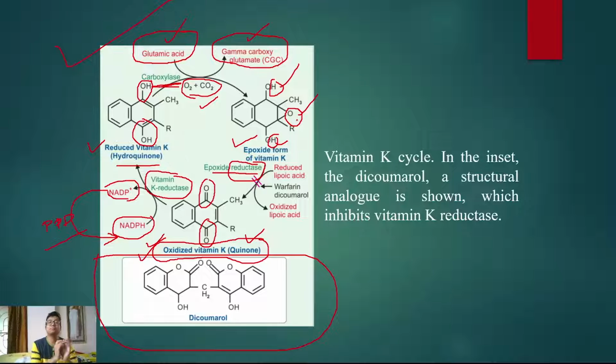Believe me, you don't need to go into all those details, just simply remember: epoxide form to oxidized form, reductase; oxidized form to reduced form, vitamin K reductase; and reduced form to epoxide form, carboxylase. Now, one thing you need to remember: for this reaction, that is epoxide reductase, the cofactor is reduced lipoic acid. You remember lipoic acid, you studied it in the pyruvate dehydrogenase complex.